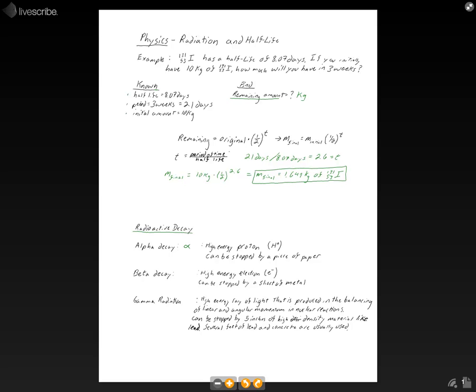For beta decay, it is given by a B. It is basically a high energy electron, just a free electron, and one of these electrons could probably be stopped by a sheet of metal, probably not like aluminum foil, but something a little bit thicker than that, and that would stop or deflect a higher energy electron.